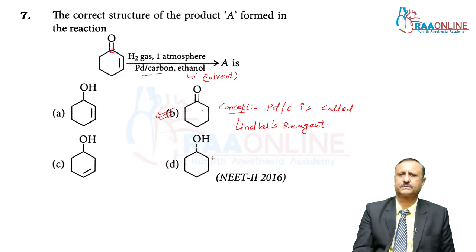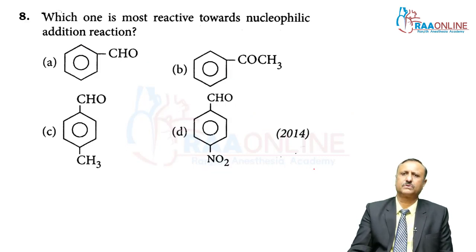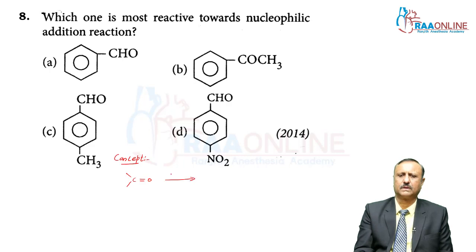Now we can see question number 8, which one is the most active towards nucleophilic addition reactions. What is a nucleophilic addition reaction, my dear students? In nucleophilic addition reactions, the substrates are carbonyl compounds, and all carbonyl compounds are attacked by nucleophiles. Nucleophiles are those species in which a lone pair of electrons is present. For example, cyanide minus ion is a nucleophile. The SO3H minus ion is a nucleophile. So the nucleophile attacks this.